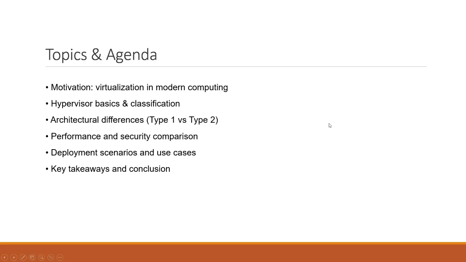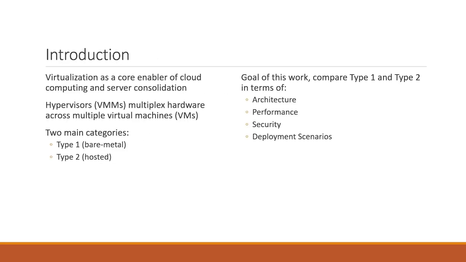So the agenda and topics I'll be covering: first, I'll give a brief introduction to hypervisors and why they matter. Then I'll cover some background concepts in virtualization. After that, we'll look at the differences between Type 1 and Type 2 hypervisors, including their architecture, performance, and security characteristics. We'll also explore typical deployment scenarios, and finally, we'll wrap up with the main takeaways.